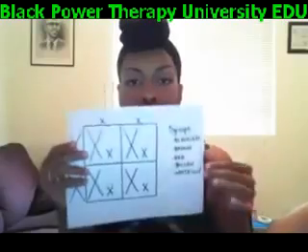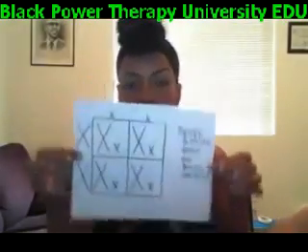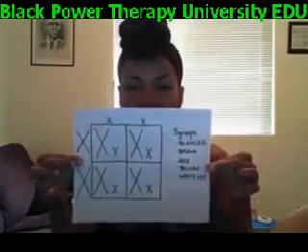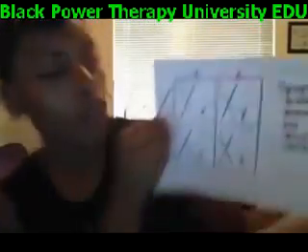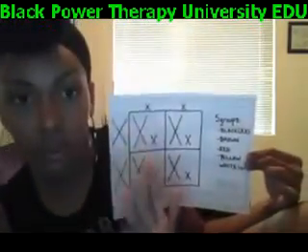Now, the Punnett square. This is what a Punnett square is. This is what we use in science to display genes and genotype. This right here is 5 groups of people, the 5 groups of people of color.